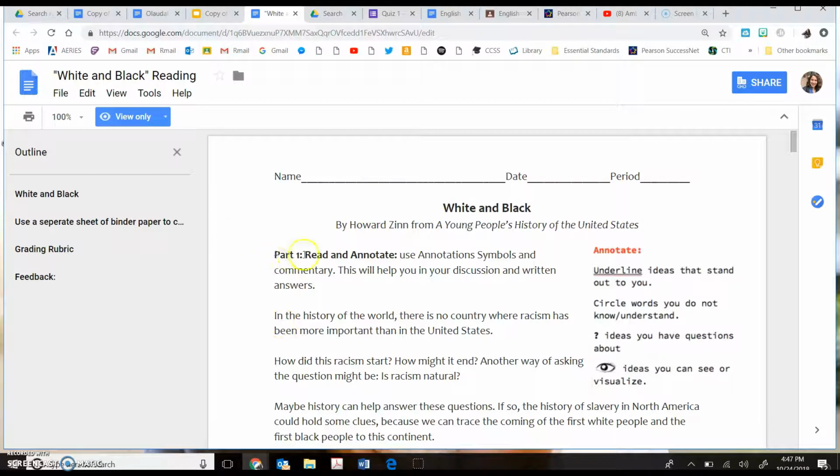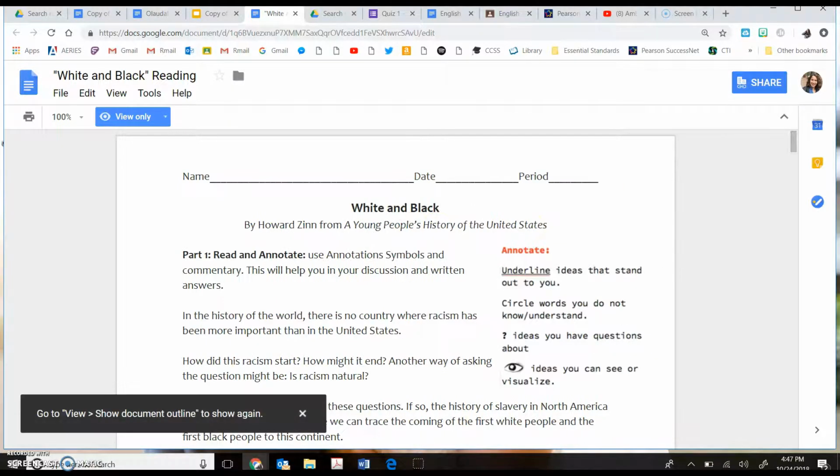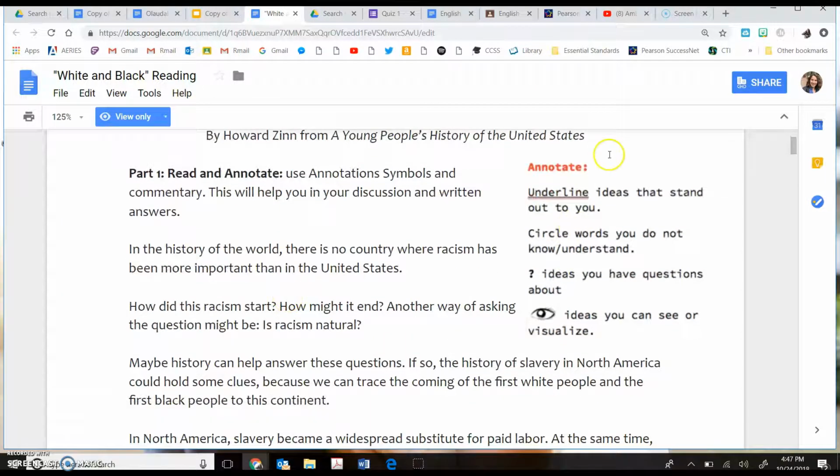So notice part 1, read and annotate. These are some of the symbols that you guys may use in order to annotate. And these are right over here. Let me go ahead and zoom in a little bit. Okay, so you may underline or highlight ideas that stand out to you, and you may use some of my highlighters. You can circle words that you do not know or understand.